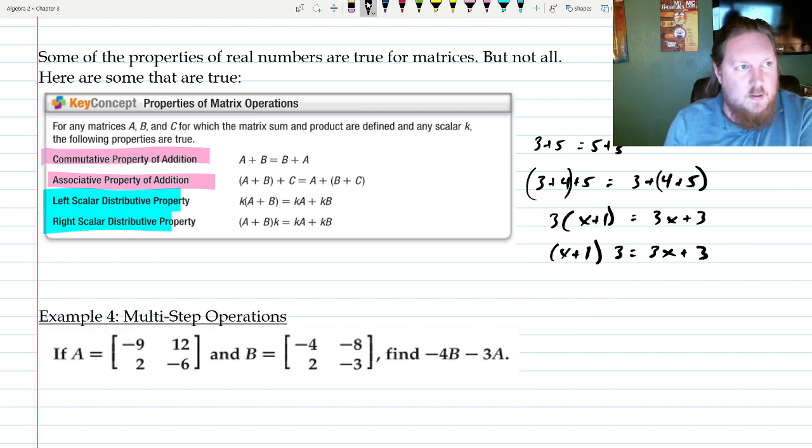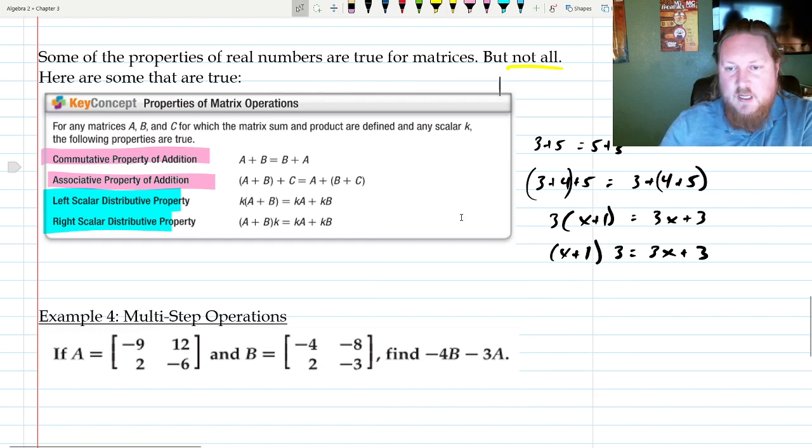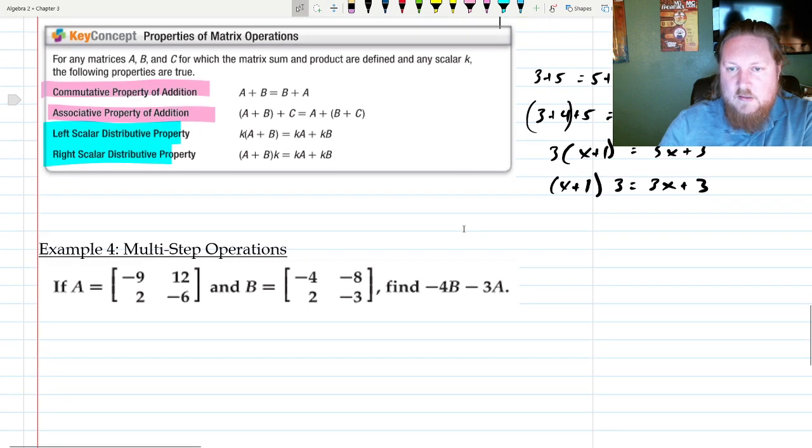We are limited in them. I wanted to point out, to make sure you saw it, not all are true. So there are some properties we'll talk about in later videos where what we're used to happening doesn't work anymore. But these 4 do work. Let's go ahead and apply some of that to an example here.